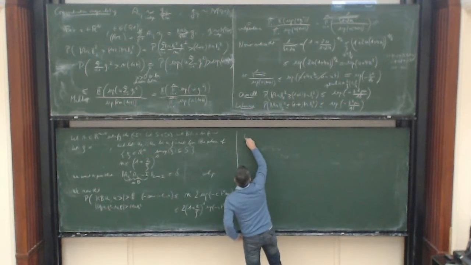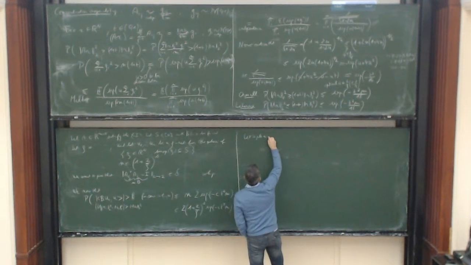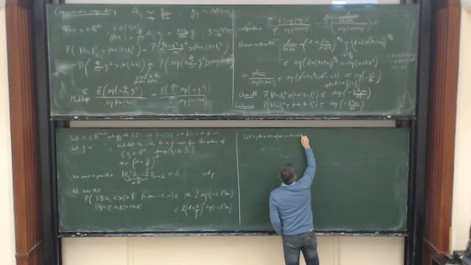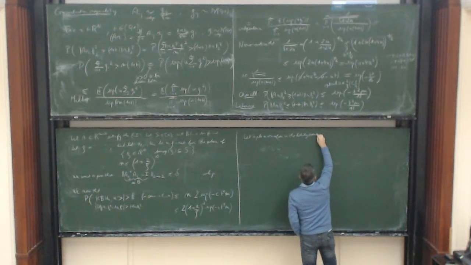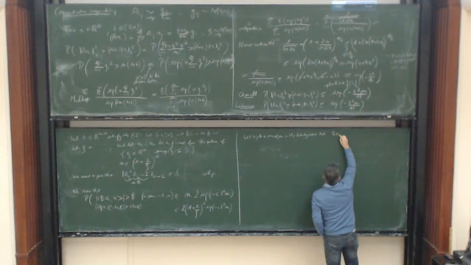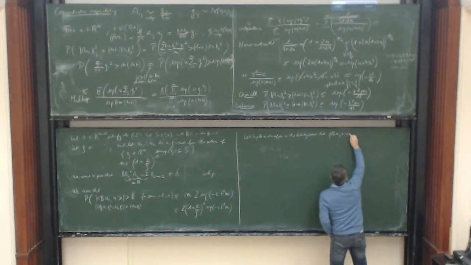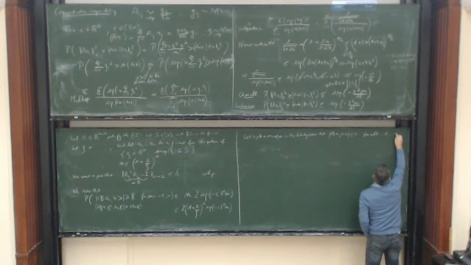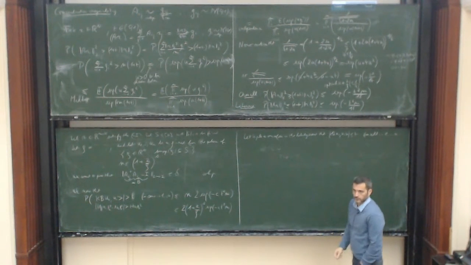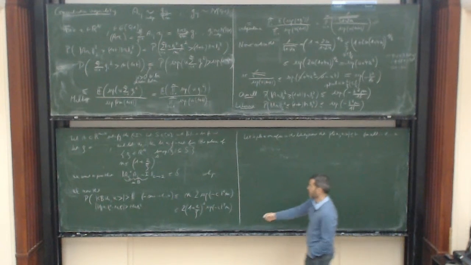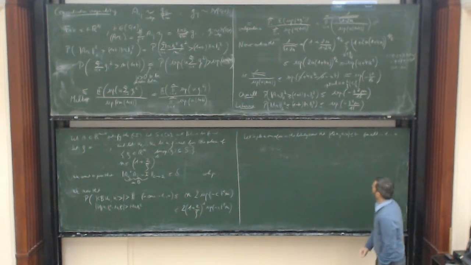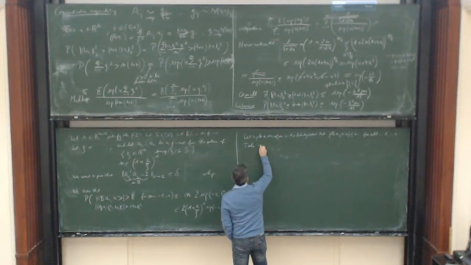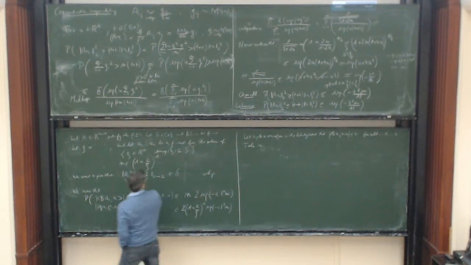Okay, so let's place ourselves in the likely event that B of UI is less than t for all I from 1 to N. Okay, the probability that this event fails is bounded by that. Okay, so now we're going to fix or take x in the unit sphere of that set here.